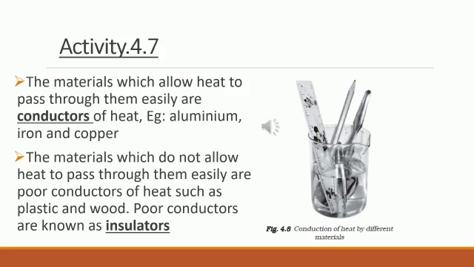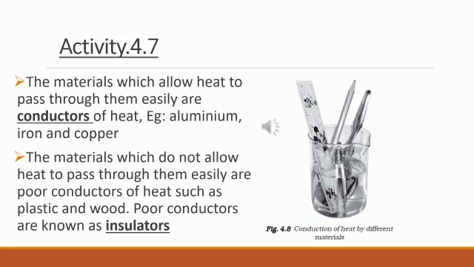So these materials which allow heat to pass through them easily are said to be conductors of heat. Whatever materials you have taken, for example metals, allow the heat to pass through them, so they are said to be conductors of heat. Examples are aluminium, iron and copper. Most metals are good conductors of heat.